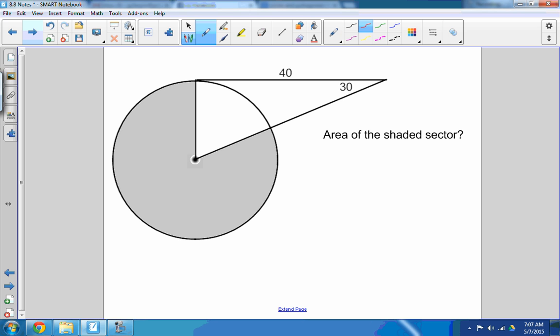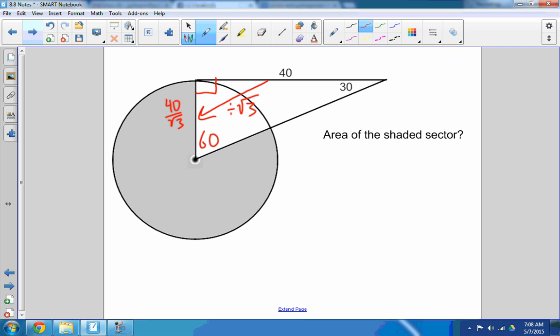Now let's do this one. Again, we know the tangent is perpendicular to the radius, and so that means this angle is 60 degrees. Now this is a 30, 60, 90 triangle. We should remember that the short side here is related to the side that's crossing the 60 degrees, and they're related by the square root of 3. So I'm going to take 40 divided by the square root of 3.